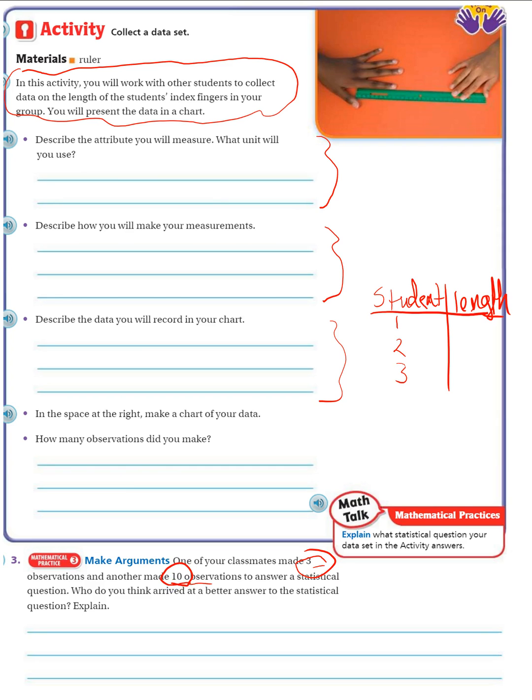So the more pieces of data you have, the more accurate your information is going to be. So I would say the person that made 10 observations is going to arrive at a better answer to the statistical question because they have essentially more evidence, more information. The more data you have, the more information you have, and the more accurate the reading of your information will be.